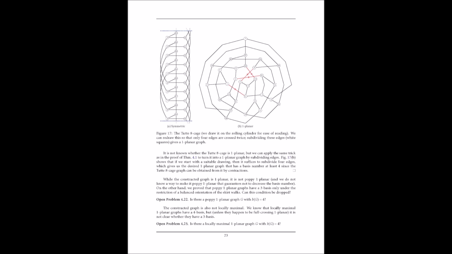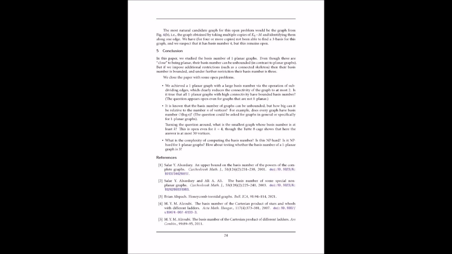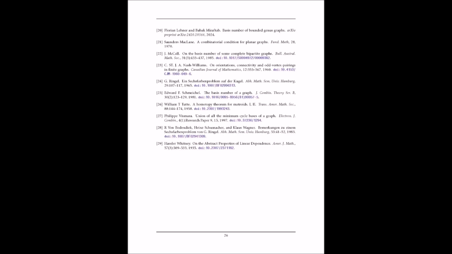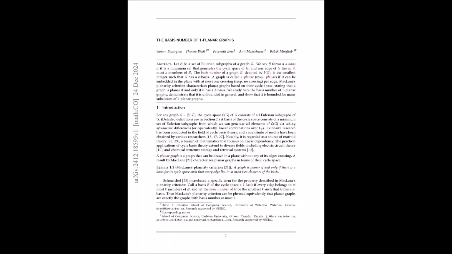Here's where lemma 4.8 comes in. It tells us that we can create a generating set for the entire full crossing one planar graph by taking the generating set for the skeleton and making a clever modification around those crossings. Specifically, for each K4 poppy, we remove the cycle in the skeleton that surrounds the crossing and add a basis for the K4 itself. So we're swapping out those skeleton cycles for a set of carefully chosen cycles within the K4s.